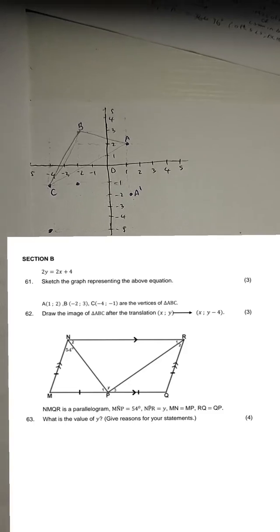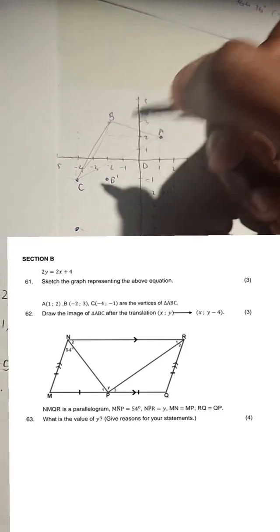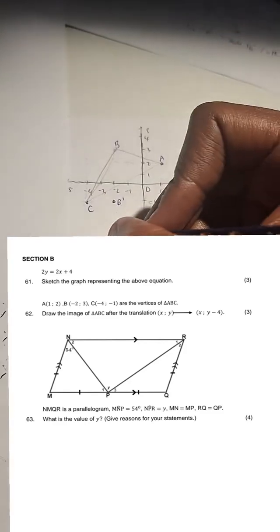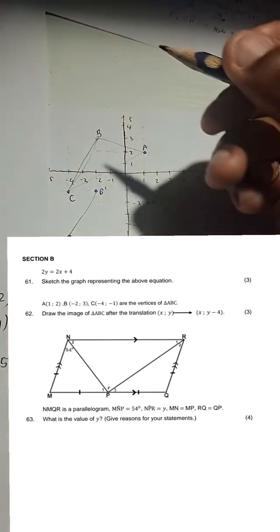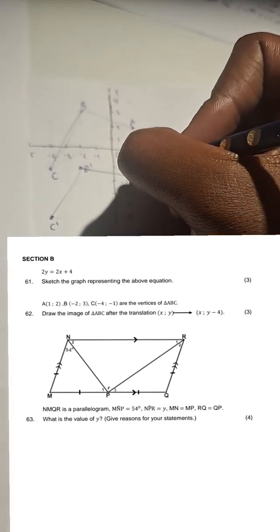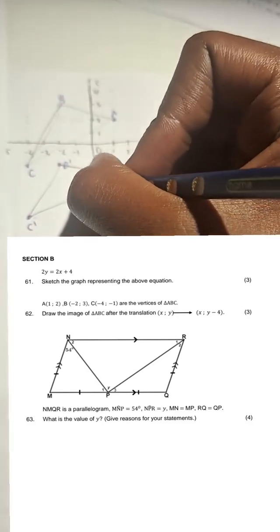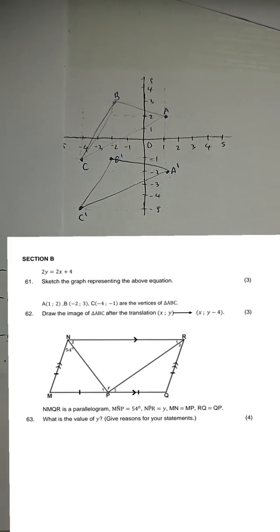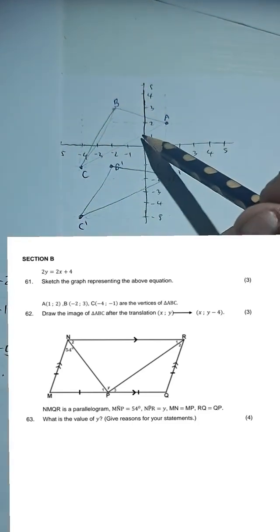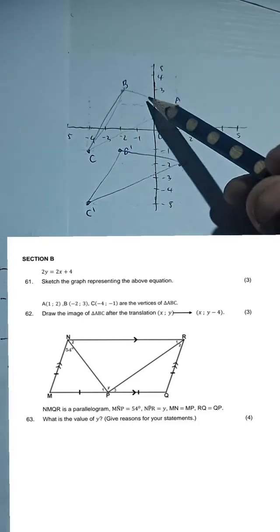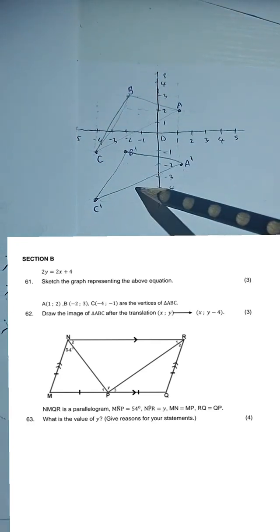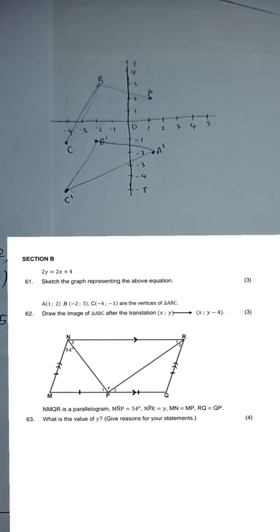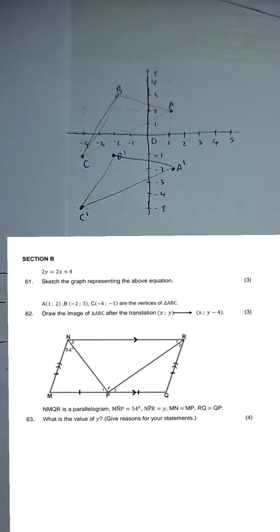So then I have A, B the image, C the image. Please guys, use a ruler. I'm using freehand because I'm holding my phone with the other hand. So this, guys, you see, this entire triangle moved down by how many units? By 4 units to form the new image of triangle ABC.